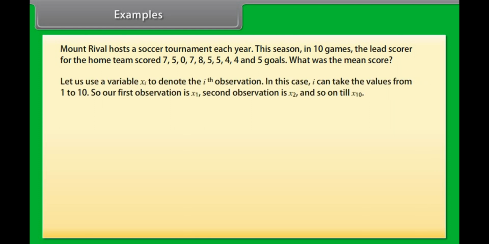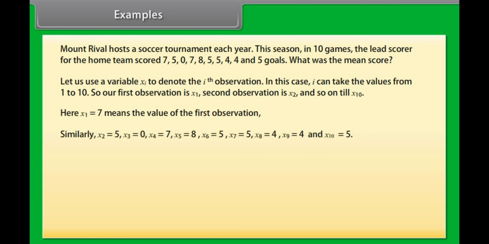Let us use a variable xi to denote the ith observation. In this case, i can take the values from 1 to 10. So our first observation is x1, second observation is x2, and so on till x10. Here x1 is equal to 7, meaning the value of the first observation. Similarly, x2 is equal to 5, x3 is equal to 0, x4 is 7, x5 is 8, x6 is 5, x7 is 5, x8 is 4, x9 is 4, and x10 is 5.